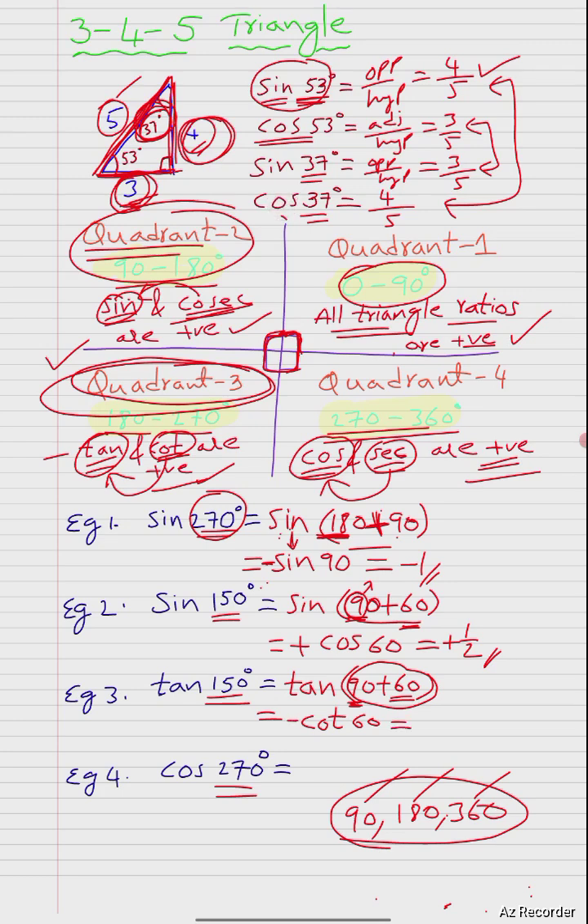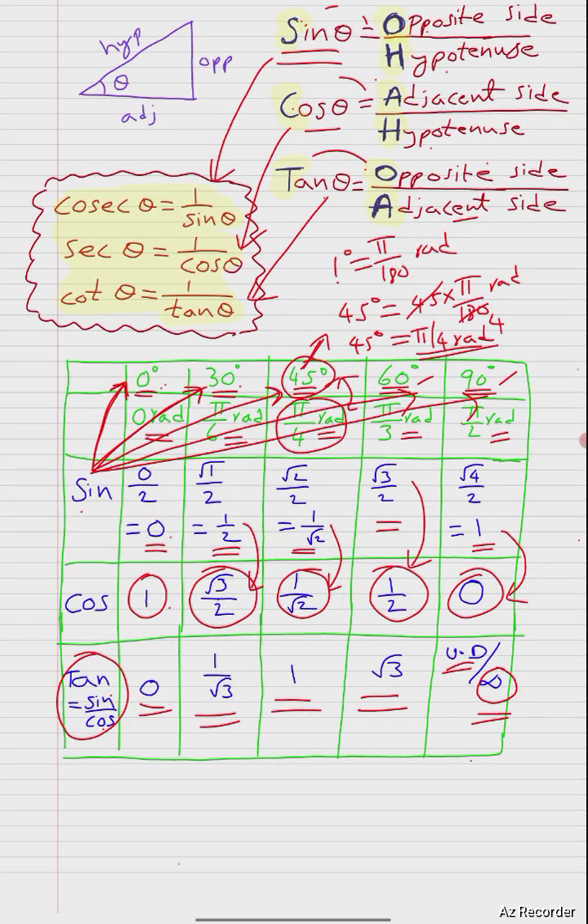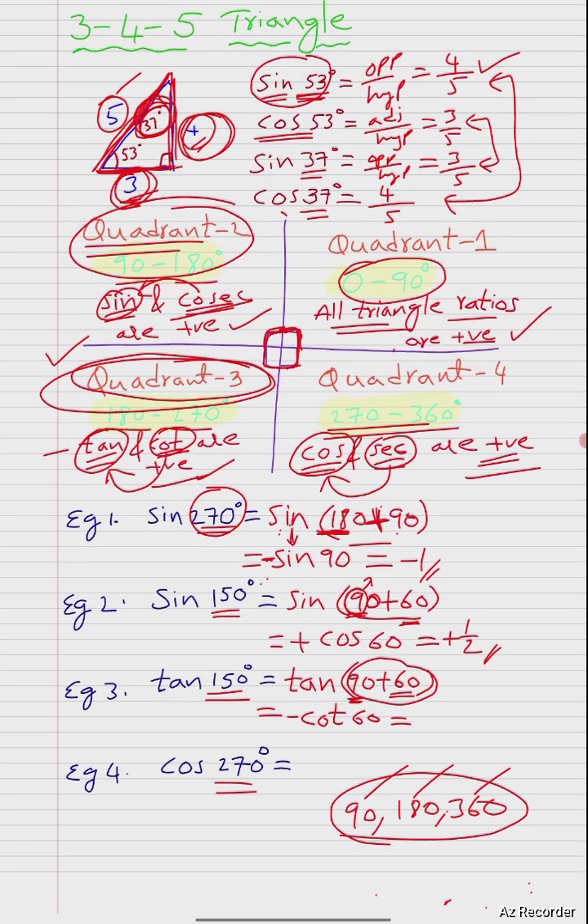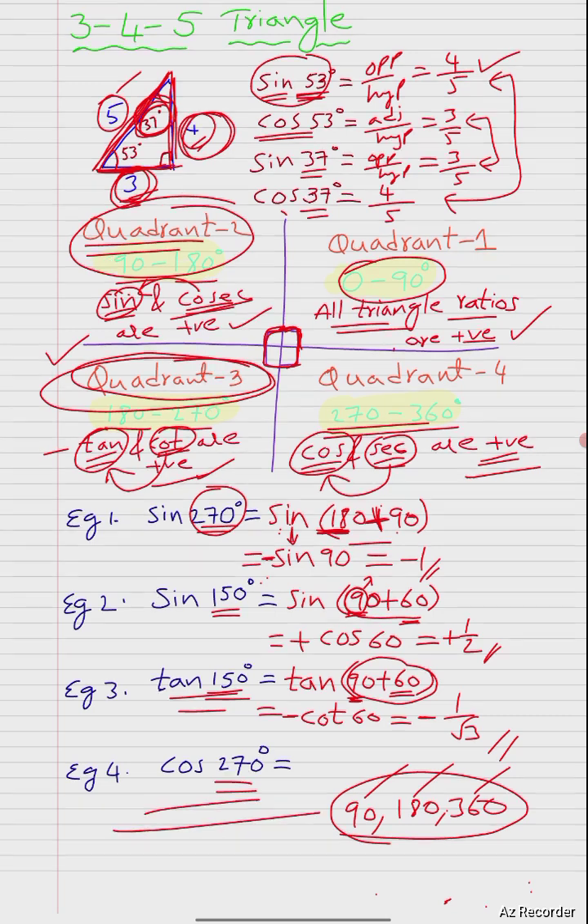So cot 60 is the reciprocal of tan 60, isn't it? So in this table, find for tan 60, which is root 3, and the reciprocal of this is 1 by root 3. Here is a minus and I put minus here. So tan 150 is minus 1 by root 3. In the same way, you can find the value of cos 270. Okay, now let's move on to the next slide.